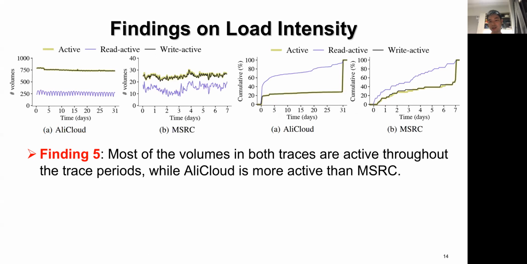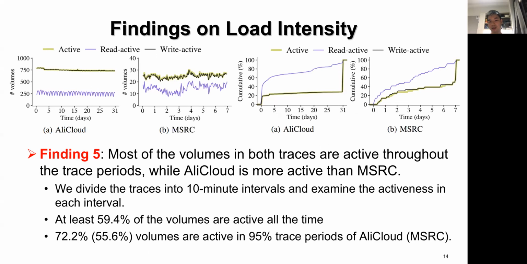After we investigate the inter-arrival time, we consider the activeness of each volume. We divide the traces into 10-minute intervals and examine the activeness in each interval. A volume is active in a 10-minute interval if it has at least 1 request in the interval. Concisely, we call a volume read active or write active if there is at least 1 read request or write request in the interval.